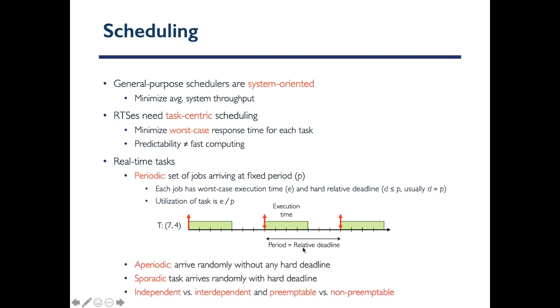Now there are other types of real-time tasks. You could have aperiodic tasks that basically come randomly and they don't have hard deadlines. You can have sporadic tasks that come randomly but have hard deadlines. When you talk about a set of tasks, then your tasks could be independent or they could be dependent. Your tasks could be preemptible or non-preemptible.